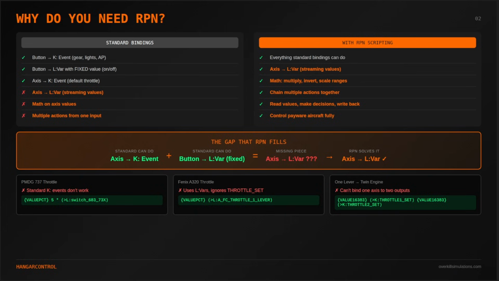We can bind a button to an LVAR with a fixed value, on or off, or set value 1, 2, 3, 4, etc., and that works. We can bind an axis to a K event like the throttle axis or your mixture or your prop, and that works too. Now again, here's where there's sort of a caveat. Yes, for example, HangarControl now, just like many of the others, can stream an axis from an LVAR or stream an axis from a B event.